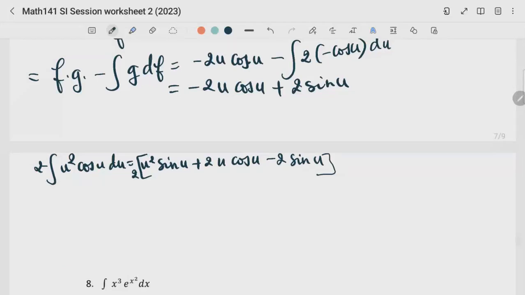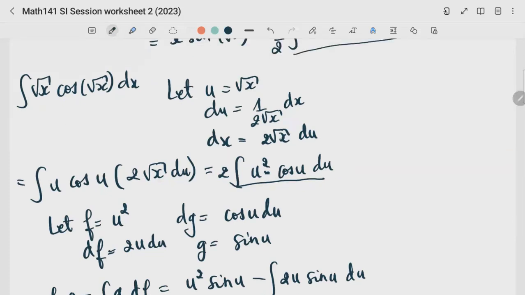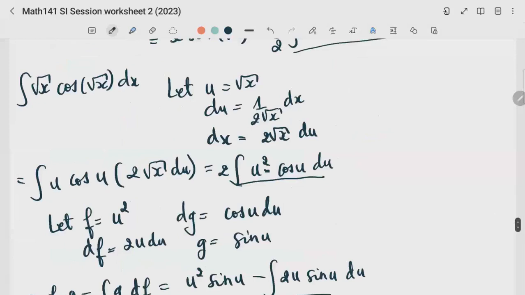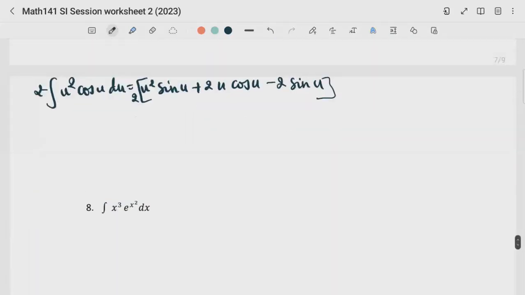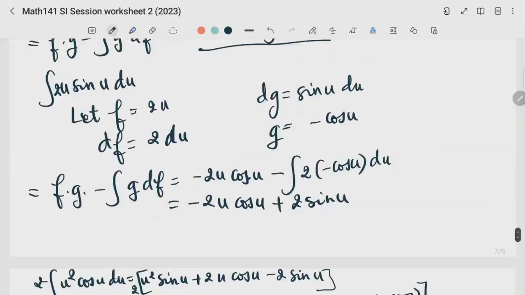Right? And then going back further to our original u substitution, we know that u is root x. So u is root x. That would mean that we have 2 times x sine root x plus 2 root x cos root x minus 2 sine root x, right?